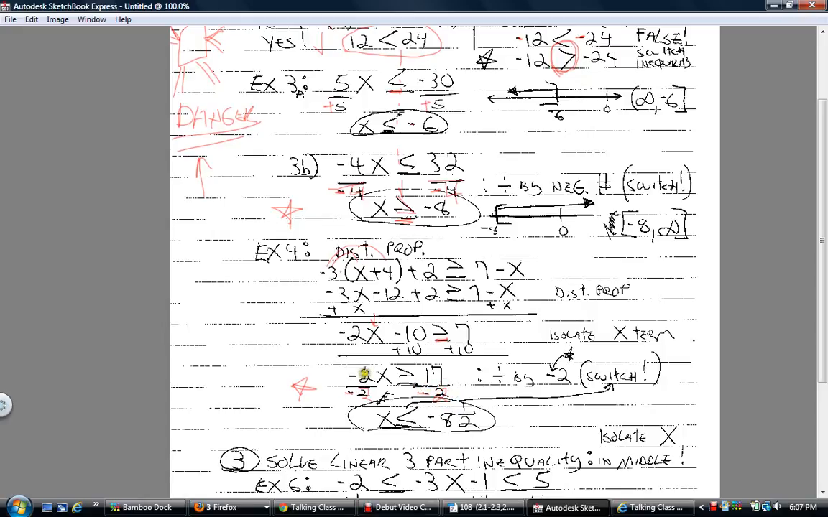Now, when you do that, negative 2 divided by negative 2 is a positive 1. I switched the sign from greater than to less than, and then I took a positive divided by a negative and wrote my answer as negative 8.5.